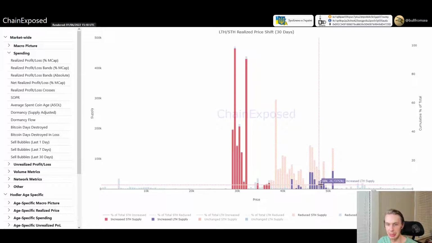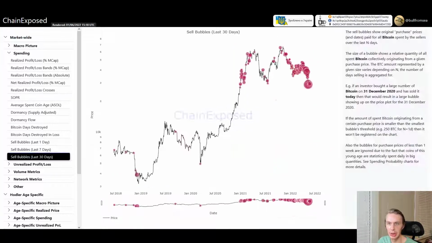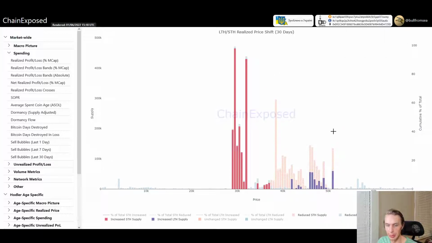But we can also see some people back around the 50K range who have aged into the long-term holder bracket. Those would be people who didn't sell from these general ranges, who have now aged into that long-term holder cohort. It would actually be more of this level here, who have now aged into the long-term holder cohort.